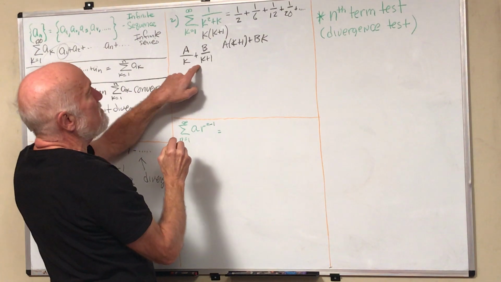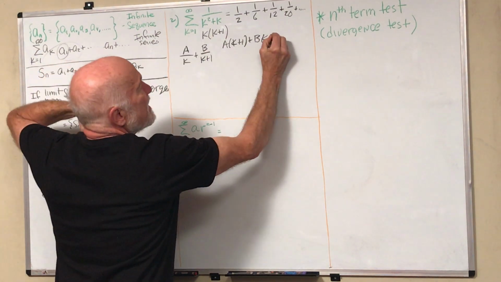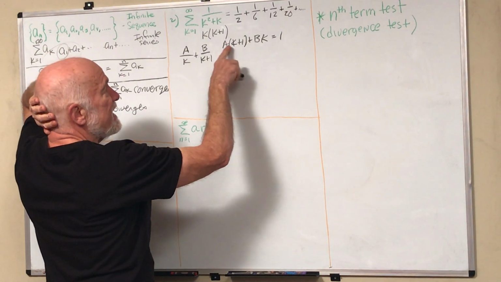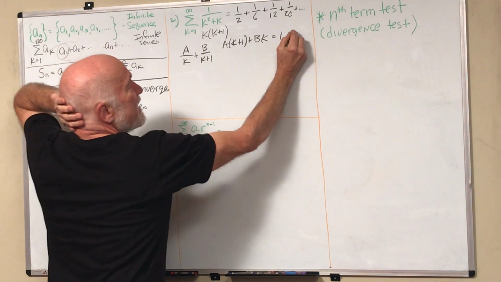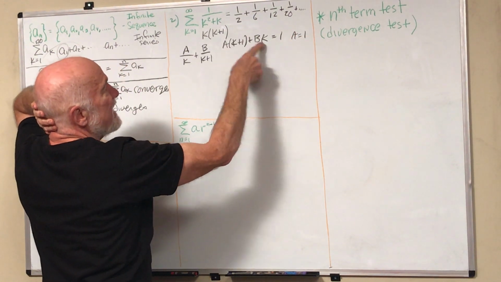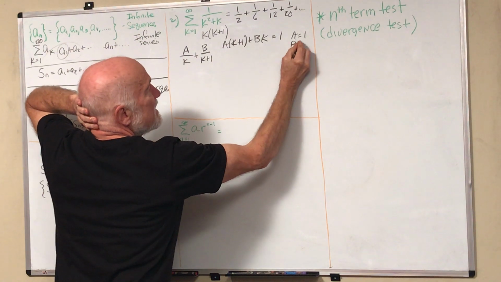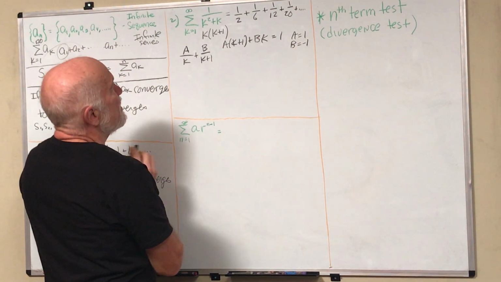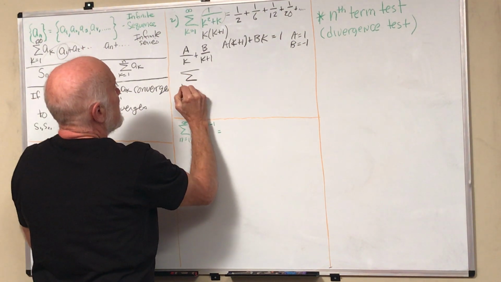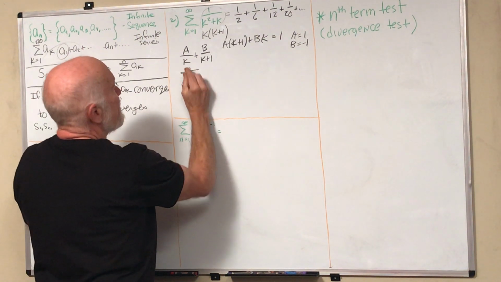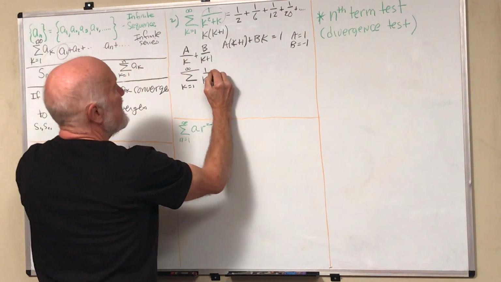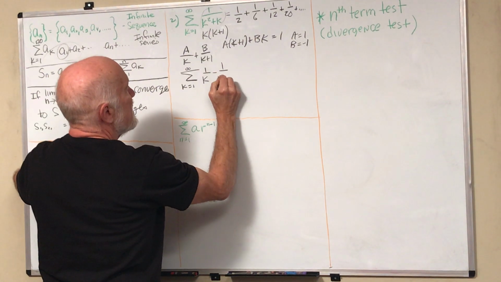And then if we put them back under the same denominator, I want that to equal 1. So when k is 0, I get a equals 1. And when k equals -1, I get b equals -1. So I can take this fraction up here and make it into two separate fractions: 1 over k, and then minus 1 over k plus 1.